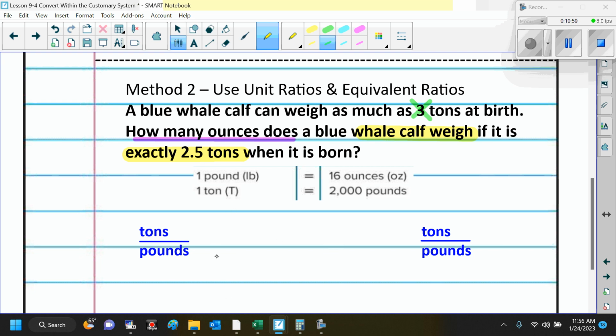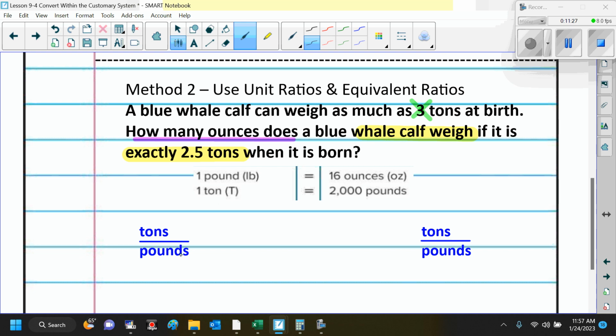Okay, so we want to go from tons to ounces. But we can't go from tons to ounces. We can go from tons to pounds, and then from pounds to ounces. So there's 2 conversions that we're going to do here. Is everybody clear? All right. So we're going to start with our original ratio. And where do I get my original ratio? From the chart. Very good.